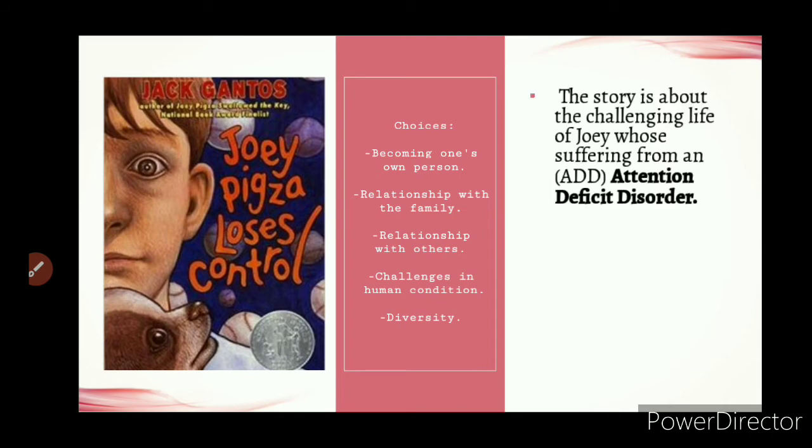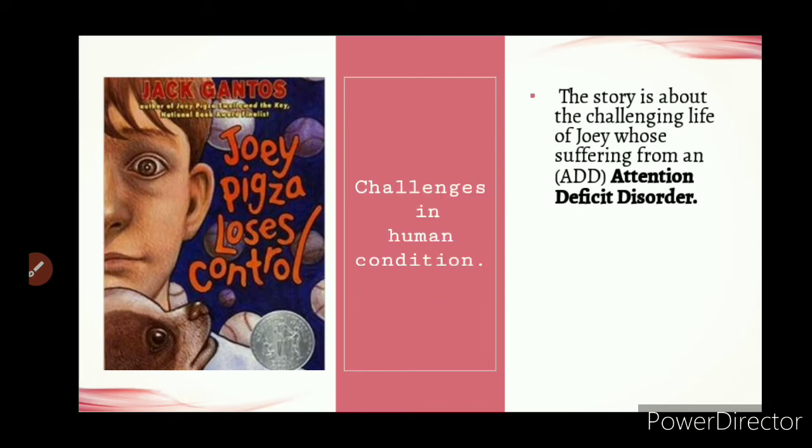So the summary of the story is about the challenging life of Joey, who's suffering from an ADD or attention deficit disorder. Based on the summary of the story, in what category do you think the story belongs? You have 5 seconds to answer the question. Are you done? Then I will reveal the answer. You're right! This is the challenges in human condition.